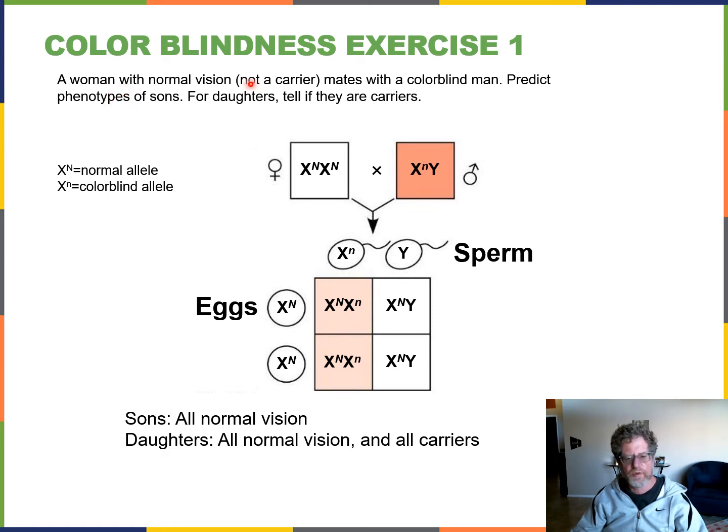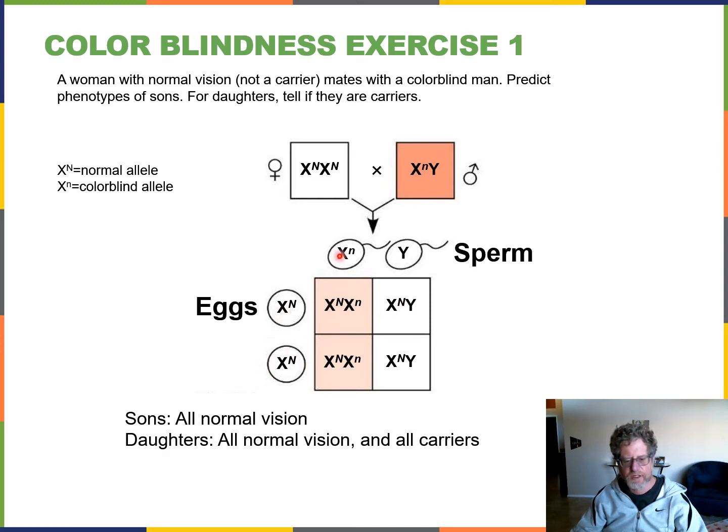The woman has normal vision, not a carrier, so she's X to the big N, X to the big N. The man is colorblind, so X to the little n, and then a Y. Okay, separate out the two chromosomes in meiosis. So every sperm would be either an X to the little n or a Y. Every egg would be an X to the big N because that's what she has. Bring them back together in fertilization.